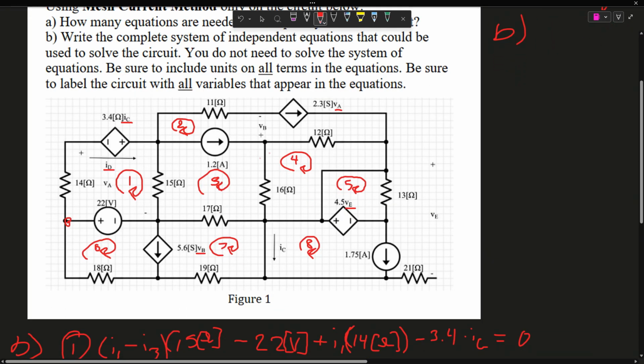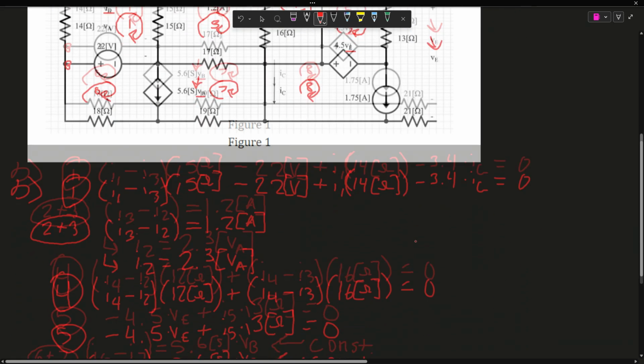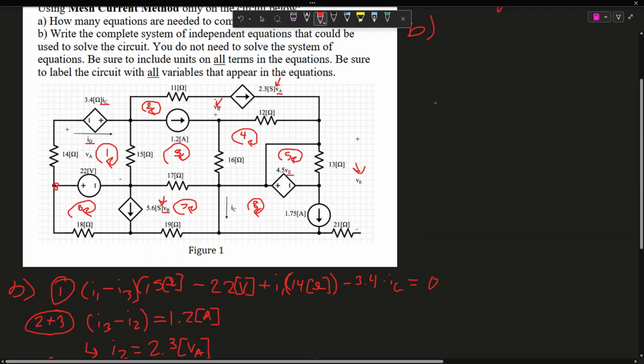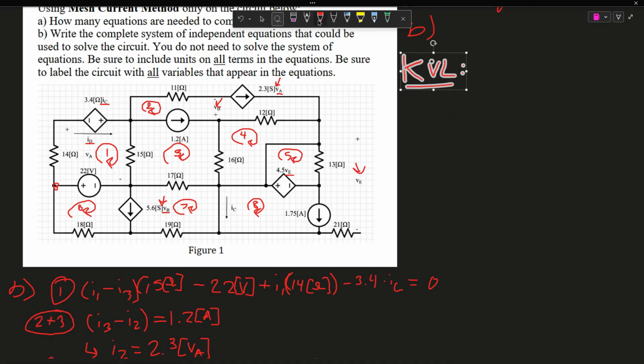So now we still have a few KVLs we need to write. We need to write one for VB, this one, because it is right here. And we also need one for VE to solve this problem. All right. So let's go ahead and make a new thing for our KVLs right here. We can just write it right here. All right. So our first KVL, let's do VA.